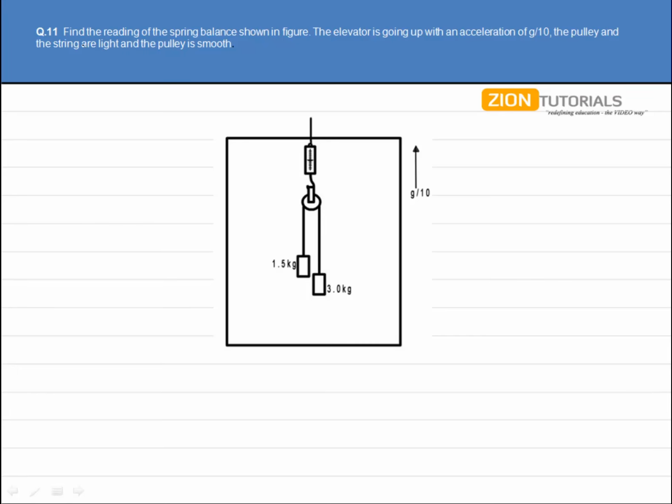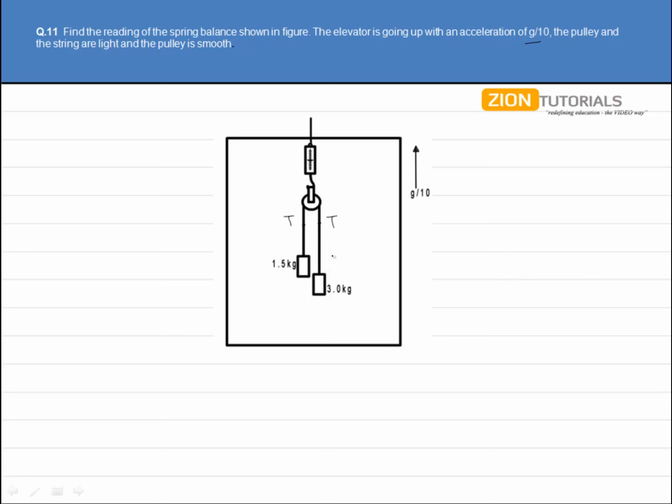As the question says, find the reading of the spring balance shown in the figure. The elevator is going up with an acceleration of g by 10. The pulley and the string are light and the pulley is smooth. So let us assume that there is tension T in these strings.